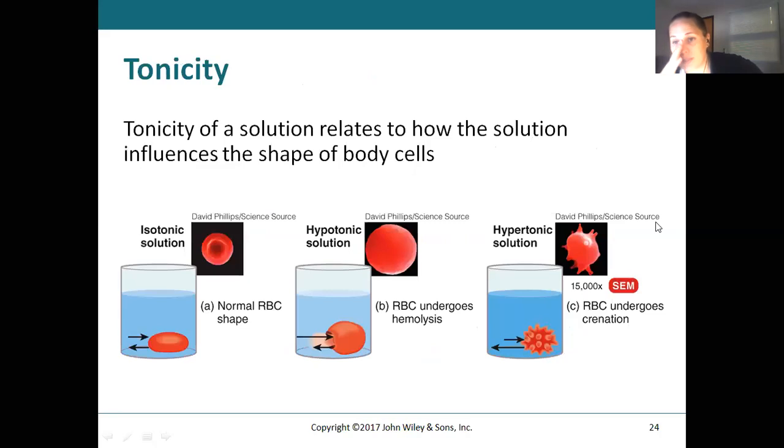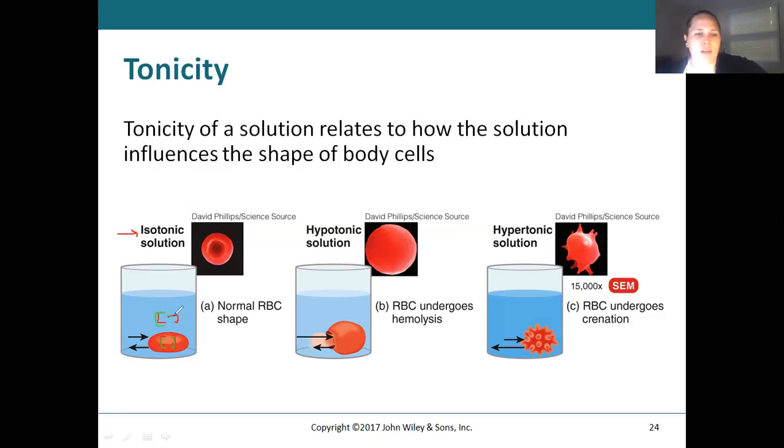So this influences the tonicity of cells. The tonicity of a solution relates to how the solution influences the shape of body cells. So if we look at the case here, we can have what's called an isotonic solution. Isotonic means essentially there's the same concentration outside the cell as inside the cell. And red's probably the worst color to use here. So this concentration is the same. They equal each other inside the cell and outside the cell.